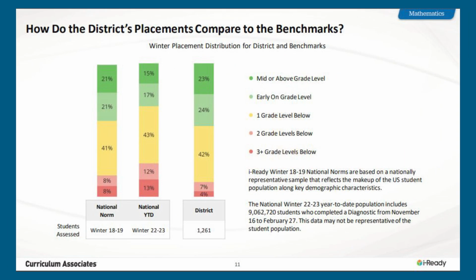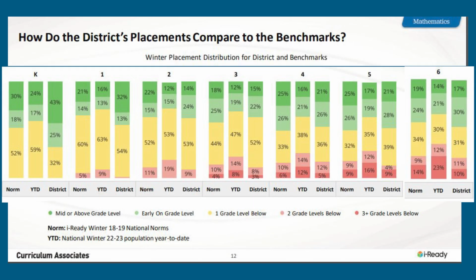Compared to the national data, we're doing better than the rest of the nation that took this, and this here for math is 9 million students. So comparing our district to the other 9 million students that took the iReady diagnostic, we are right there and a little bit better than what they did, especially at the beginning.